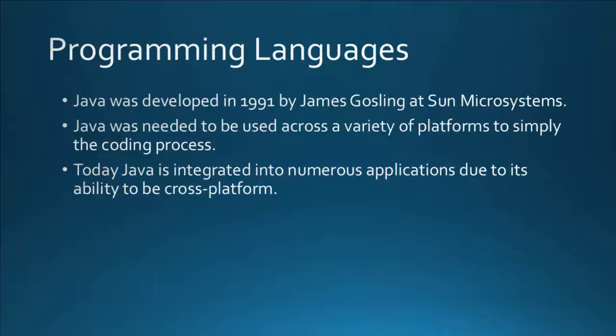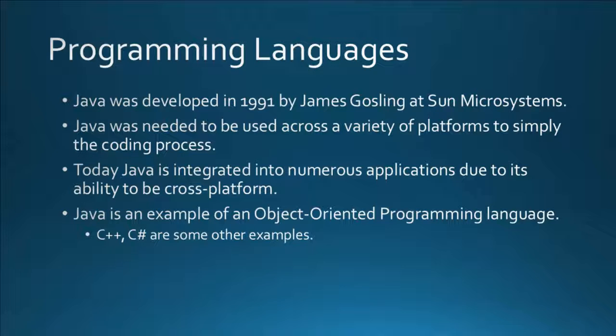It's in numerous applications, and it's integrated because of its ability to be cross-platform. That's one of Java's greatest strengths, that it is cross-platform. Java is our example that we're going to use of an object-oriented programming language. I already gave another one, which was C++. Another popular programming language used today is C#, which is used in things like web development, and even by people who program and do things like game design in Unity. C++ is a lot of times used as well, though.